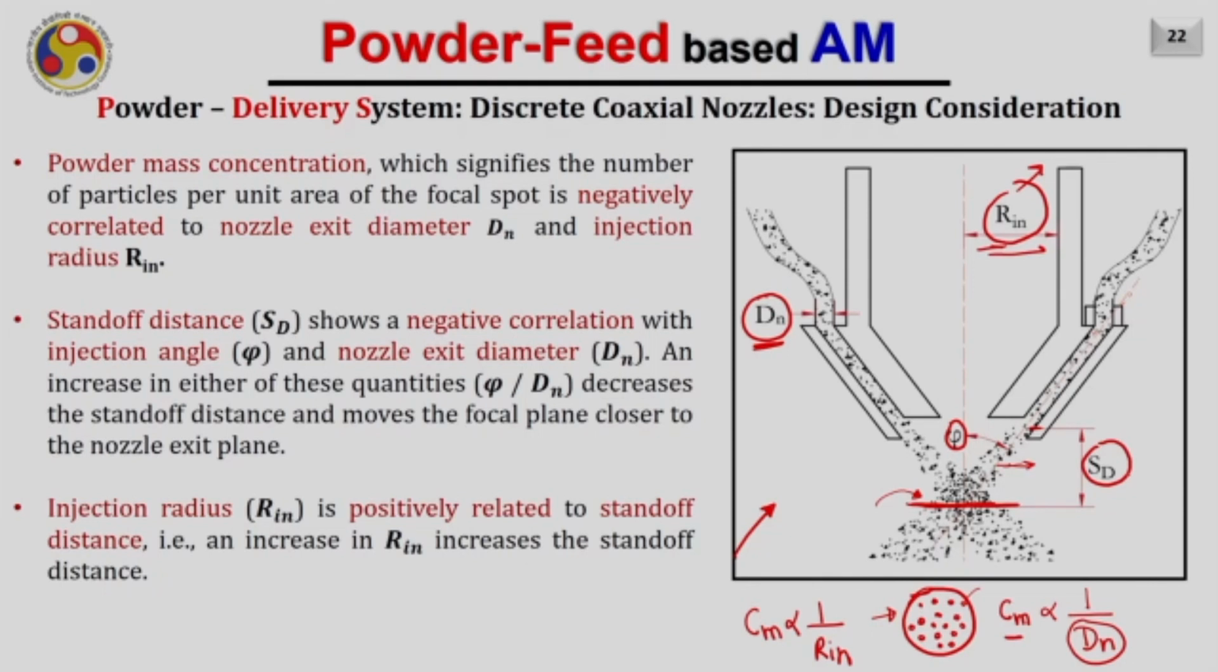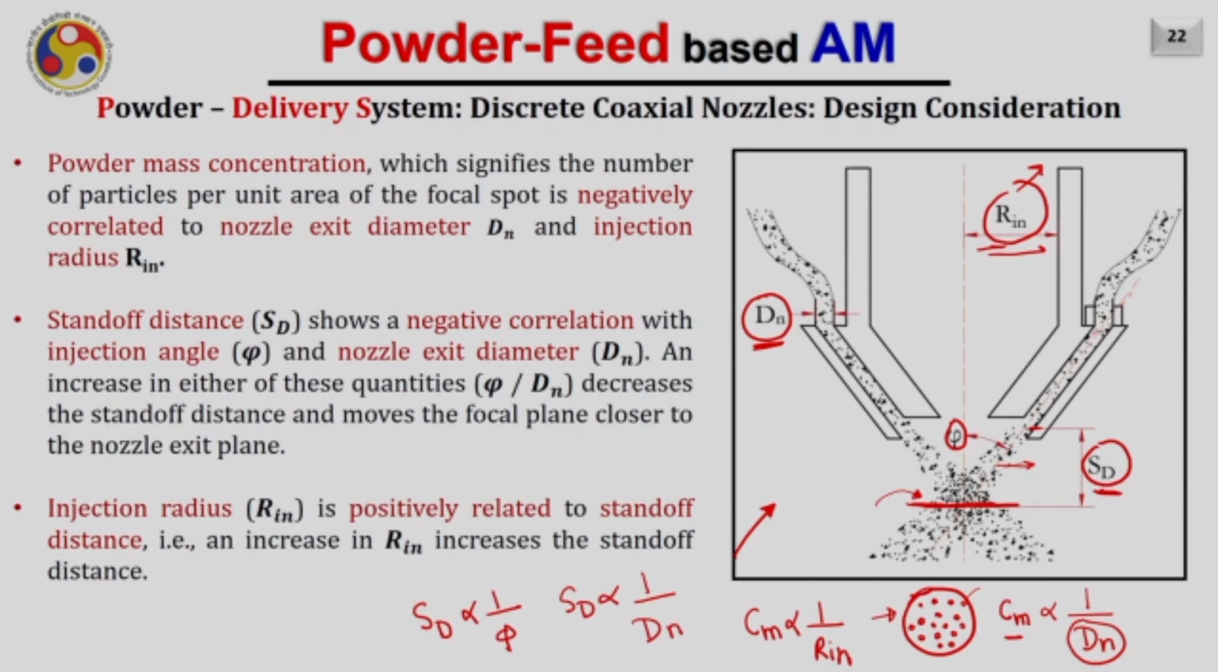Also, the standoff distance, the SD, shows a negative correlation with the injection angle phi and the nozzle exit diameter dn. In other words, I can write that SD, this standoff distance, is inversely proportional to phi, and SD is also inversely proportional to the diameter of the nozzle. Let us try to visualize it.